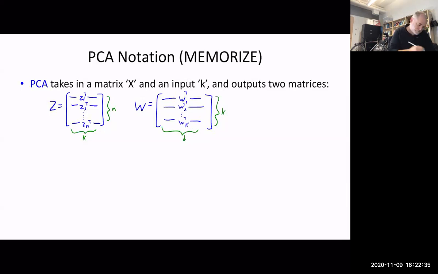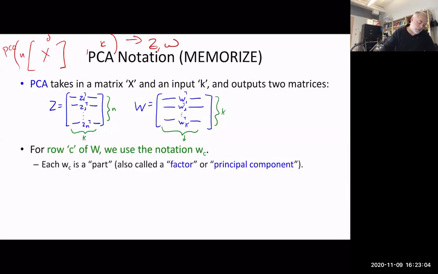Anyway, remember we're going to be modeling some data matrix X as always, and X is N by D. We're going to have some function PCA which takes in X and K, and then outputs Z and W. These two matrices look like this. Z is K by N, and W is D by K. The individual vectors that make up those matrices are given here. For every row of W, we use the notation wc. Each wc is a part. It's also called a factor or a principal component.